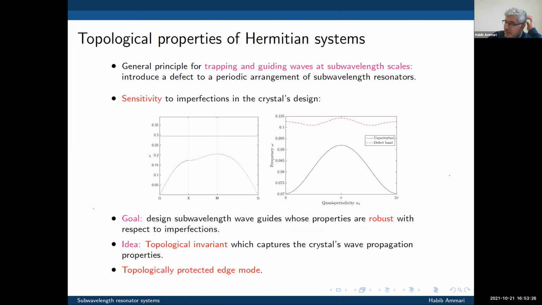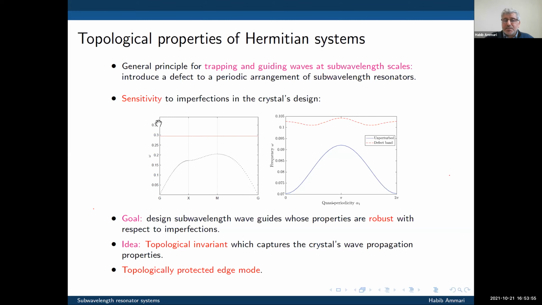Very good. Okay, I promised you to discuss this robustness. So let's do it. Robustness of this guiding at subwavelength scales. So let's do it in a few minutes briefly. So I show you the idea, and then I will conclude. Okay, so as you can see, the general principle for trapping and guiding waves at subwavelength scales is to introduce a defect into this periodic arrangement of subwavelength resonators.